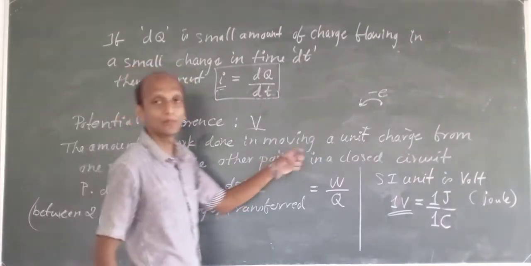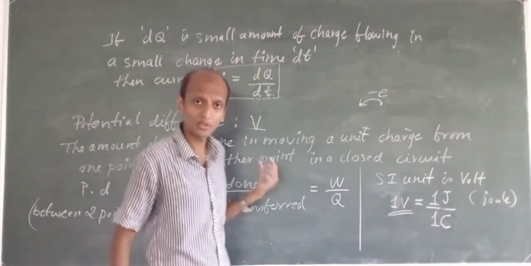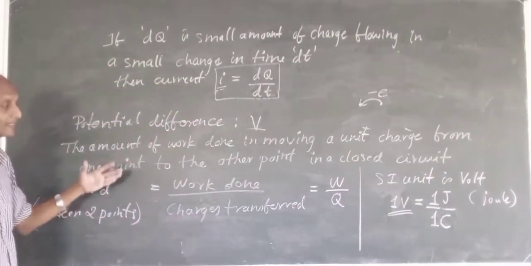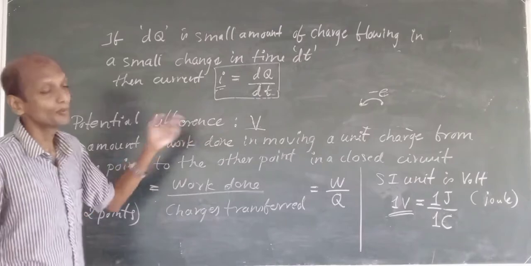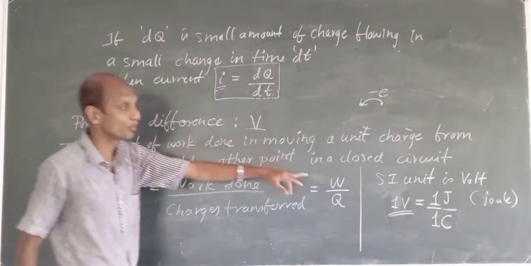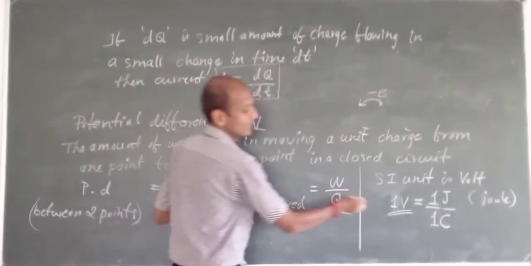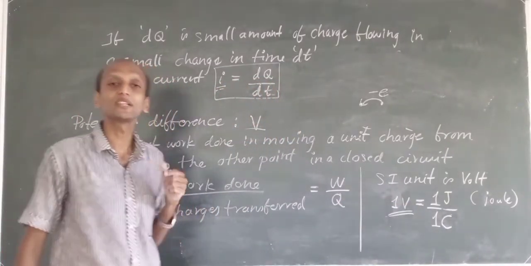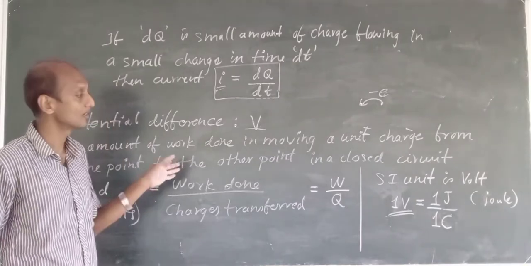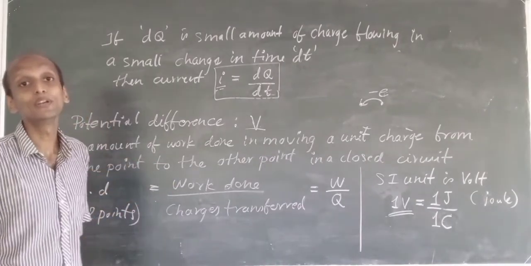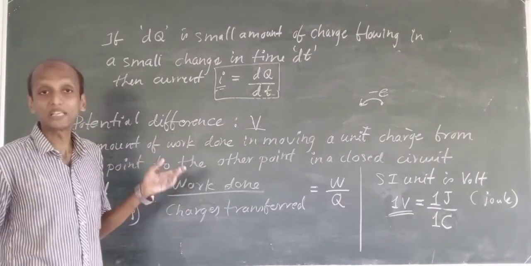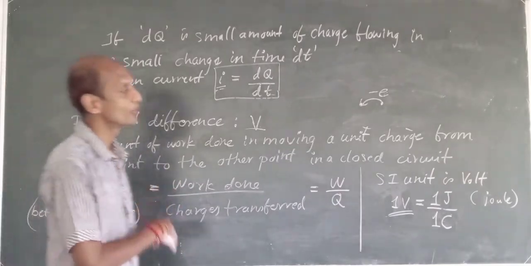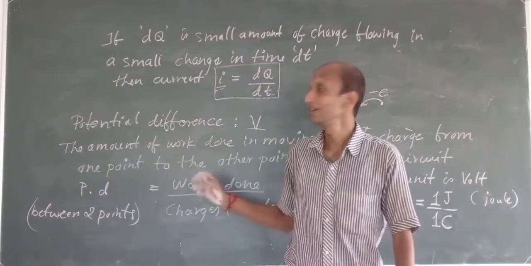So the difference in the potential is nothing but the potential difference between 2 points. This is how I can define the potential difference. The SI unit is the volt. It is denoted by capital V, and sometimes you will also use small v. It is nothing but the EMF, the electromotive force, which will be applied.